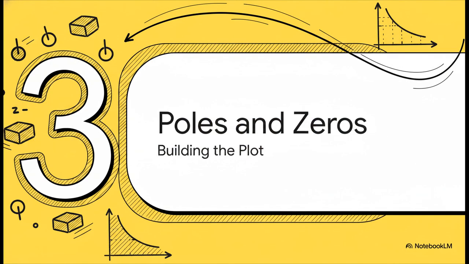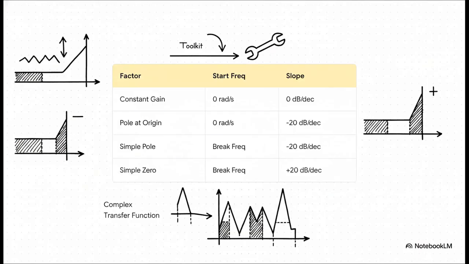Section 3. Anatomy of poles and zeros. The building blocks of the plot. Okay, so to add those lines together, we first need to know what they're made of. Any complex transfer function boils down to specific building blocks: constants, poles, and zeros. A constant gain just shifts your whole graph up or down with a zero slope. A simple pole starting at its specific break frequency gives you a downward slope. And a simple zero, that gives you an upward slope. Every single factor contributes a totally predictable geometric slant to our plot.